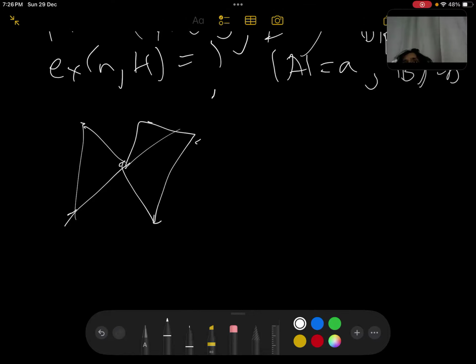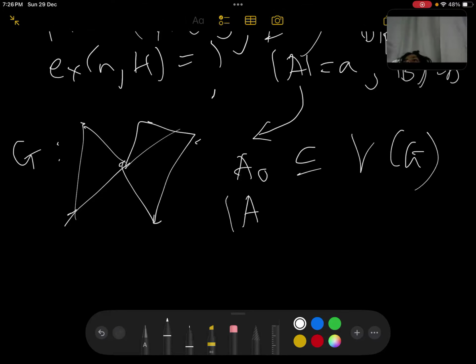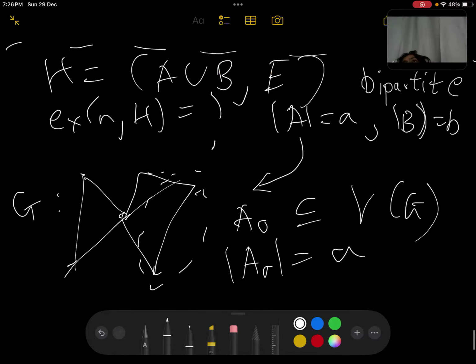But suppose we try to embed A first. So what we do is we find some A naught, which is a subset of G, such that mod A naught is a, and we declare that set as A. So suppose we have found A here. Suppose this is A naught. And now what we do is we try to add vertices to B, one at a time.